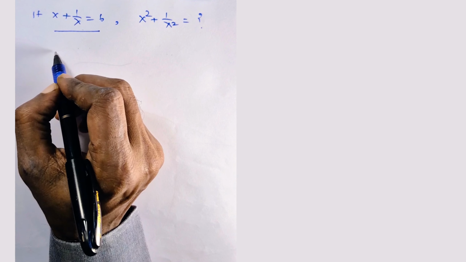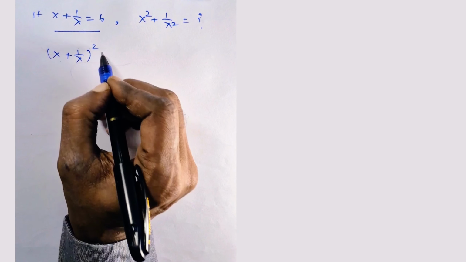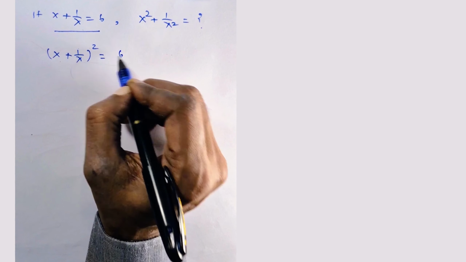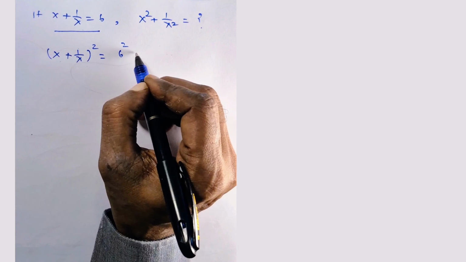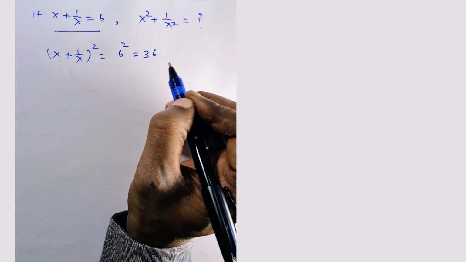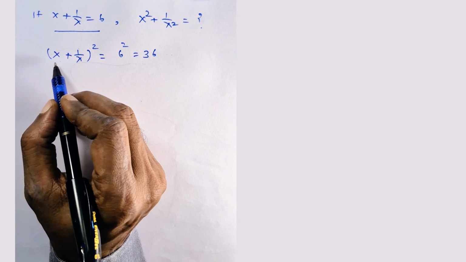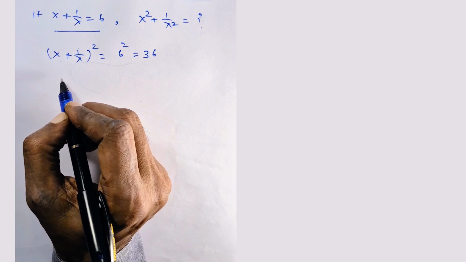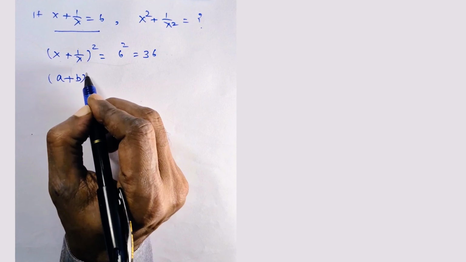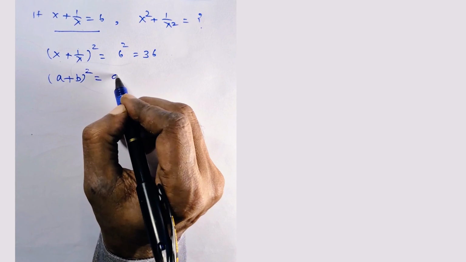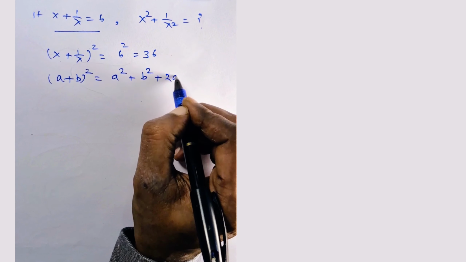So we square this, x plus 1 over x whole square, and we square the other side also. And you know 6 sixes are 36. Now we will expand this by the binomial formula: a plus b whole square is equal to a square plus b square plus twice ab.